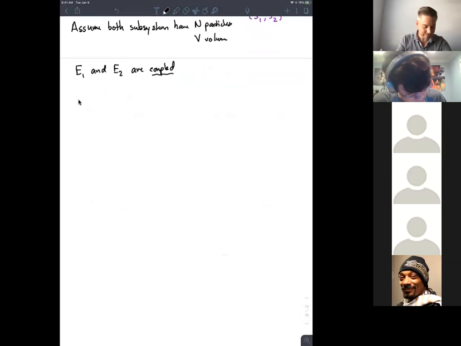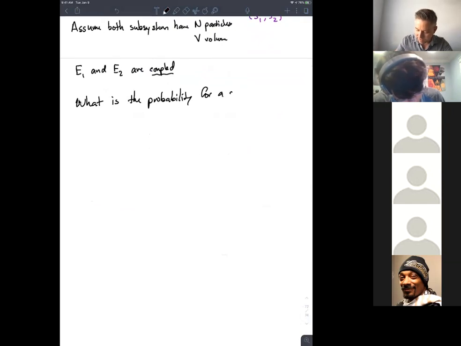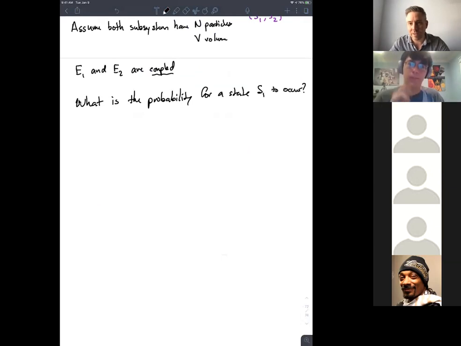Okay, so now let's start talking about probabilities again. Let's ask ourselves, what is the probability for a state S1 to occur? In other words, if I look just at the first subsystem, what is the probability, or the probability density, to find it in a specific state? We would call this rho of S1.